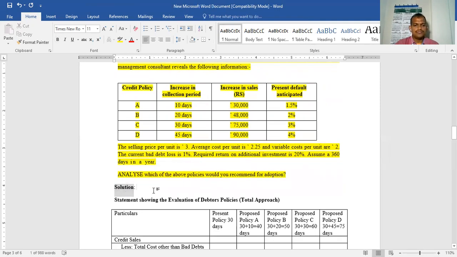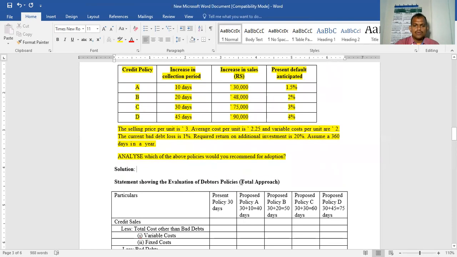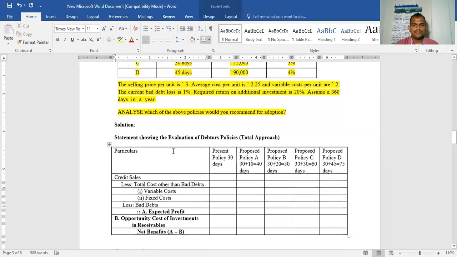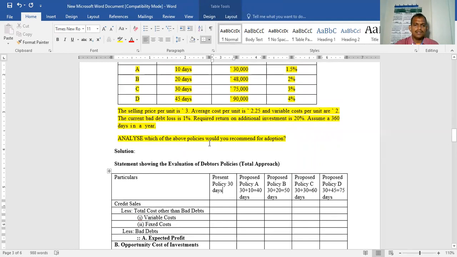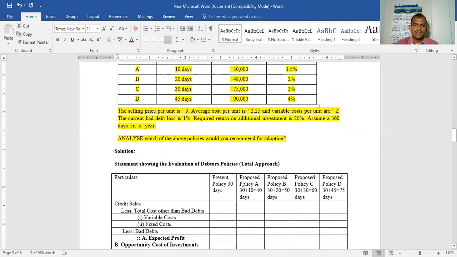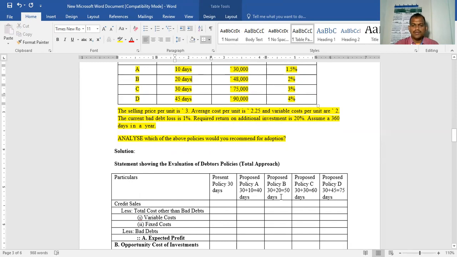Analyze which of the above policies would you recommend for adoption. So solution. So we're going to do this by applying total approach. This is the pro forma and present policy 30 days. 30 days collection period it has. Proposed policy A 10 days more than the current means 40 days. Proposed policy B 50 days. Policy C 60 days. Policy D 75 days.